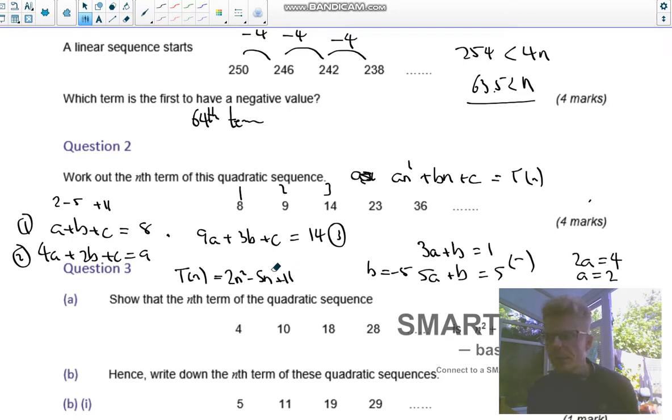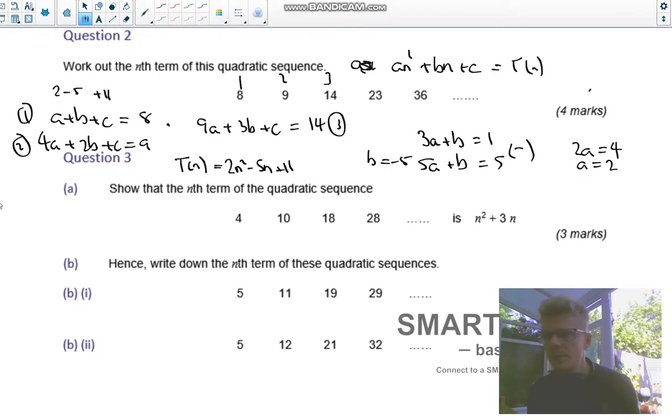Okay, and then once you've got your answer, just take a value, like use the 23 here, put n equals 4 into this, and make sure that's the right answer. Might not be, might have got it wrong.